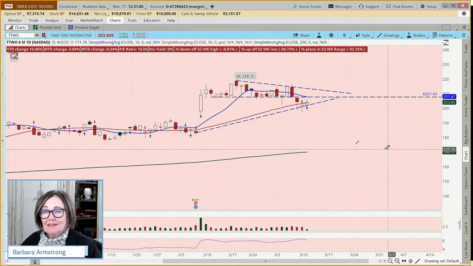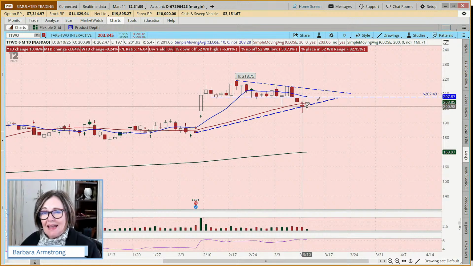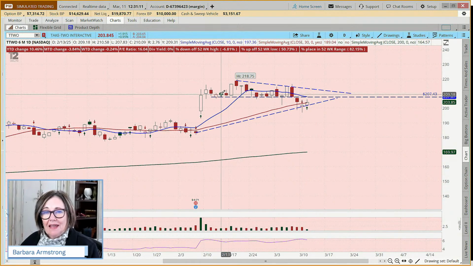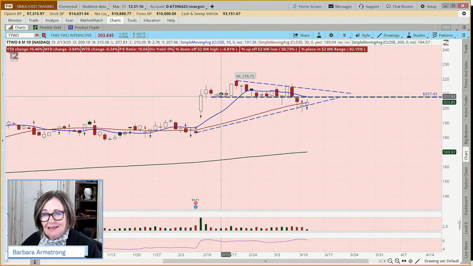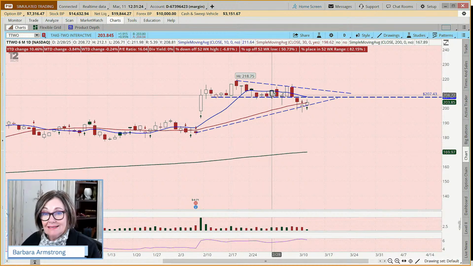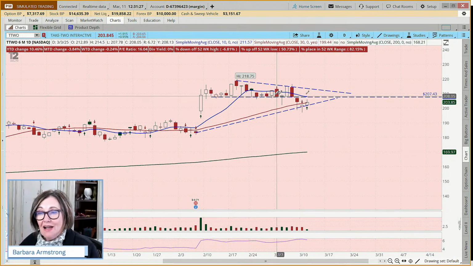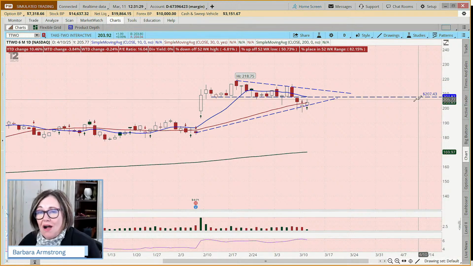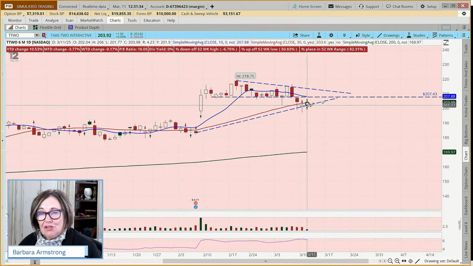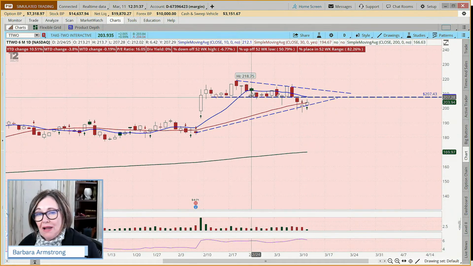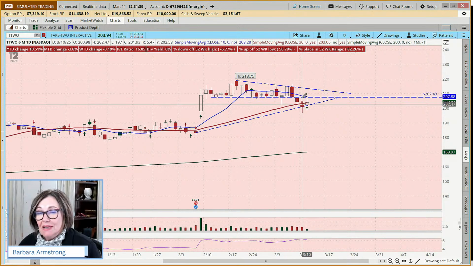Now, some might also say, hey, you see this diagonal resistance line, I see it as having broken below support, because this hung out here 1, 2, 3, 4, 5, 6, 7, 8, 9, 10 days. It hung out around this 207 level for quite a while, and then it broke below, which prompted me to draw this line. But what might old support become? It could become new resistance, old floor, new ceiling.